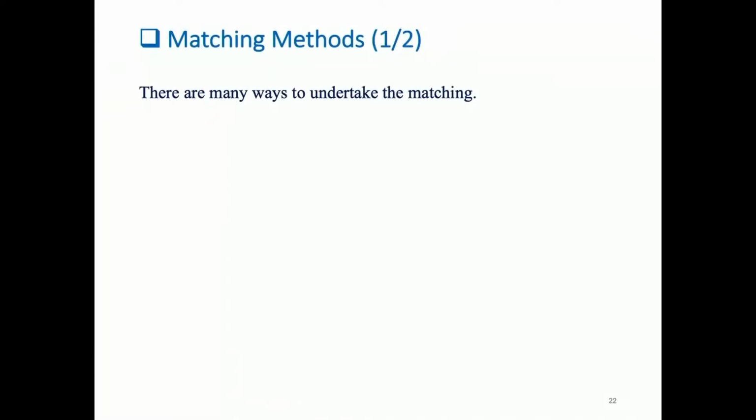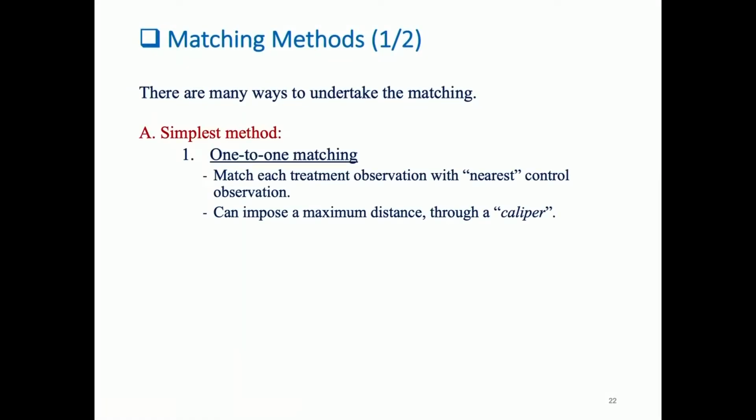Okay. So we have many methods to make this match. The simple method is one-to-one matching. So I have a lady in the Takaful and Karama program. She has a specific propensity score. I will try to find another lady who has a close value of the propensity score, but she is not in Takaful and Karama. So this is one-to-one matching.